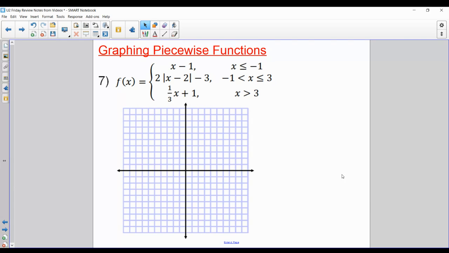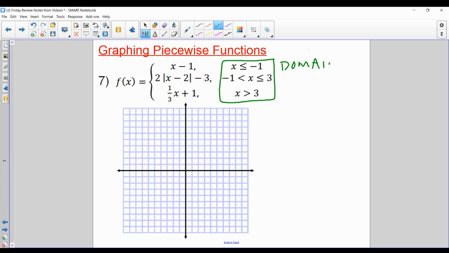So graphing piecewise functions is putting together all of the other graphing of functions that we have done. The thing to understand about this that makes it different, and I think maybe makes it confusing for all of you, is that we're doing some restrictions on the domain. So if you look at this on the right-hand side, over here, these are the domain restrictions.